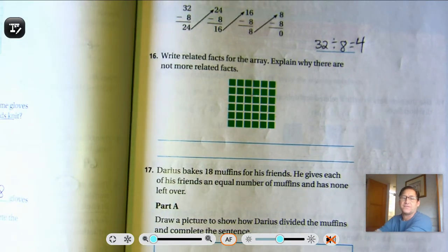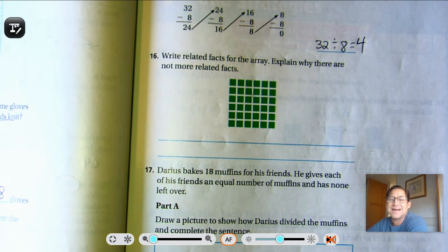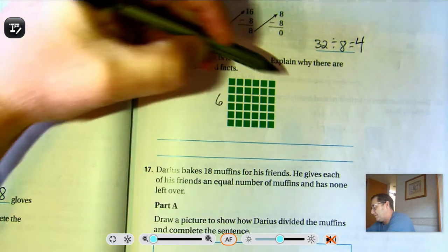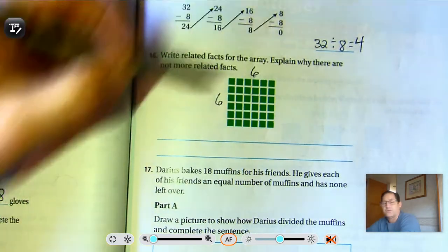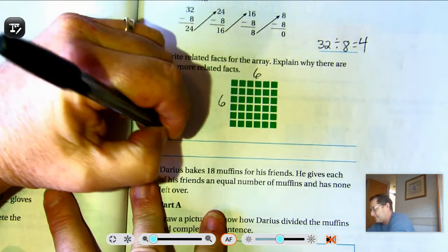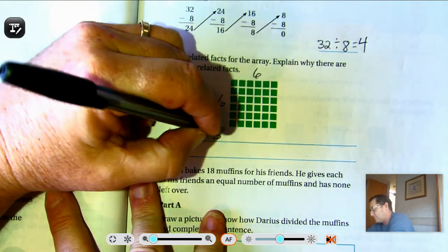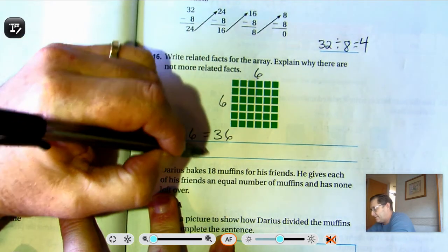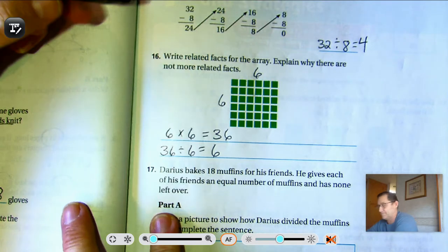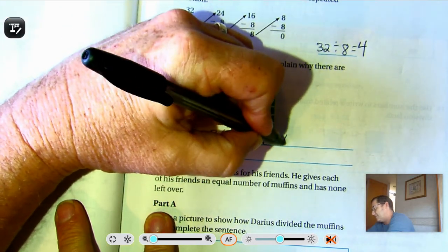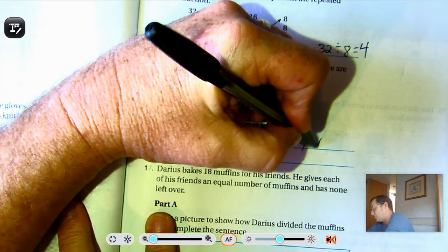Write related facts for the array. Explain why there are not more related facts. 2, 4, 6 rows of 2, 4, 6. So we notice that the factors are the same. So we could have 6 times 6 equals 36, or 36 divided by 6 equals 6. Since the factors are the same, there are only 2 equations.